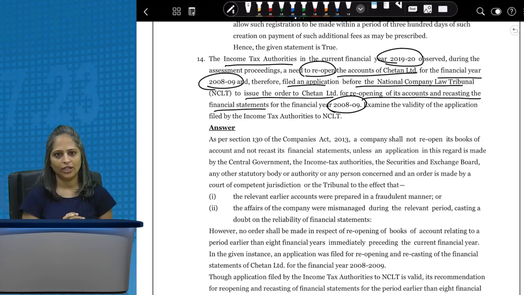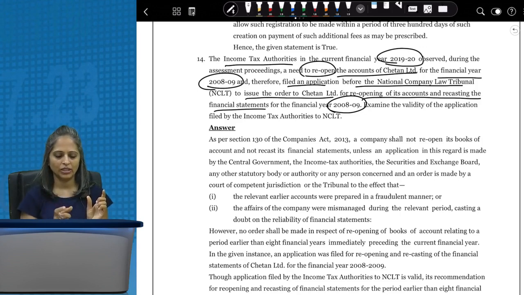If the accounts are not reopened within a period of 8 years from the end of the financial year, then these authorities do not have any right, and no matter where they make the application, they cannot reopen the account since the 8 years have expired. In this case, 8-9 is the year which has been reopened. You have a period of 8 years from the end of the financial year to reopen the accounts.